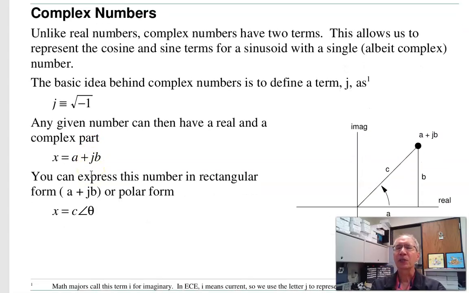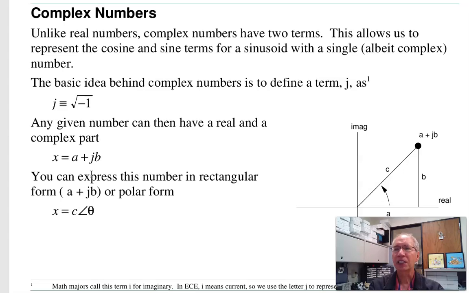So let's get into complex numbers. One of the beauties of the HP 42 and MATLAB is they handle complex numbers just fine. With complex numbers, unlike real numbers, complex numbers have two terms. They have a real part and a complex part. That allows us to represent sine and cosine terms with a single, albeit complex, number.